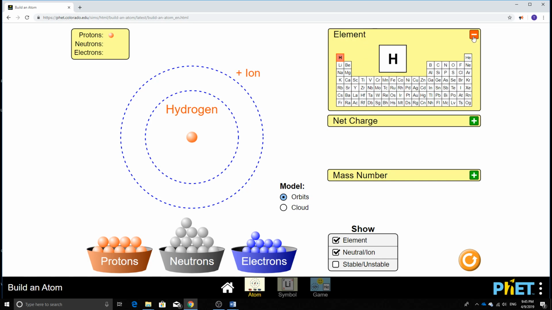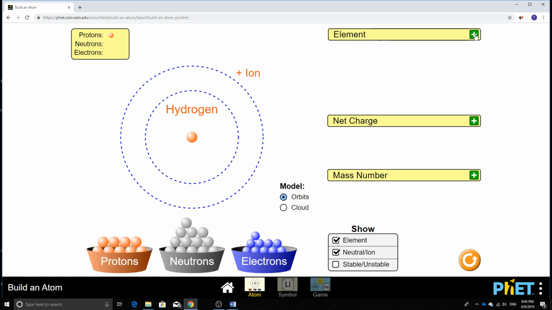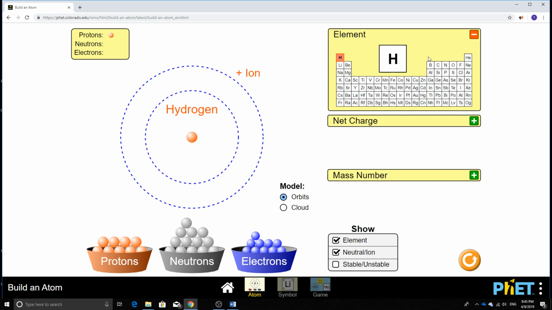Here's my periodic table of elements. If I want to make it disappear, I can click that. But this is going to be useful, so we do want it open. We notice my H here, which represents the hydrogen element, has been lit up. Now, if I place another proton here, no longer is it hydrogen, now it's helium. We've got the helium element.